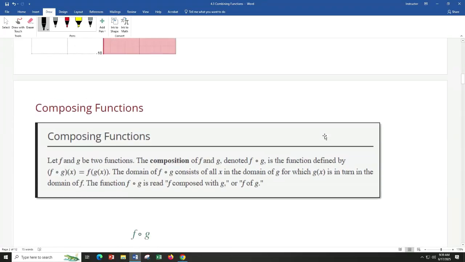Okay, composing functions. Let f and g be two functions. The composition of f and g, denoted f with that little weird circle, g, is the function defined by, and it gives you that little symbol there that is not multiplication, okay? We're composing this function where f is now also holding g of x inside of itself. The domain of f composed with g consists of all x in the domain of g for which g of x is in turn in the domain of f. The function is read f composed of g or f of g.